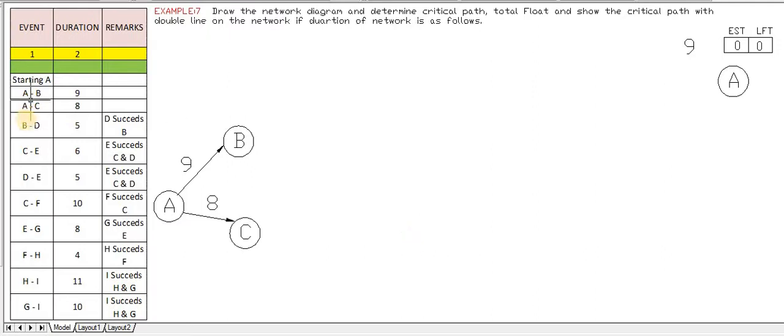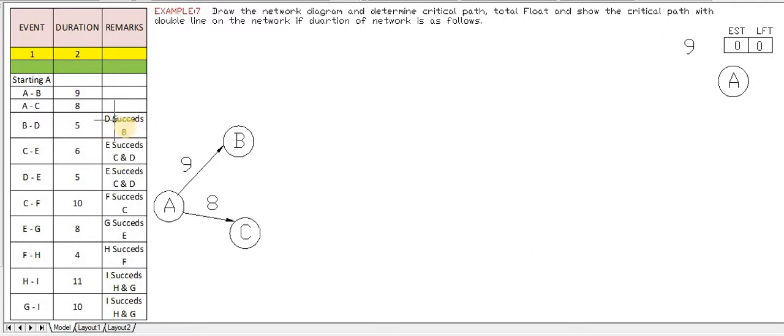Next, the third line is nothing but B to D. The B to D event has a duration of 5, that means 5 days. It will start from B. So B to D.